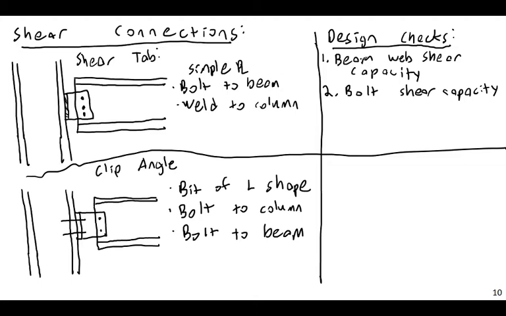So first, maybe it could be the beam capacity. Maybe the beam's going to fail in shear. Two, maybe the bolts are going to fail in shear. Three, maybe my plate will fail in shear. Four, the weld. Maybe the weld fails. Or five, maybe the column fails.